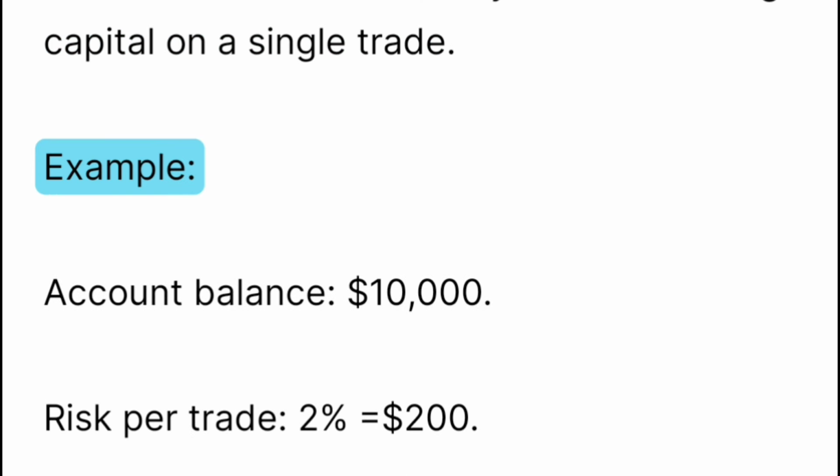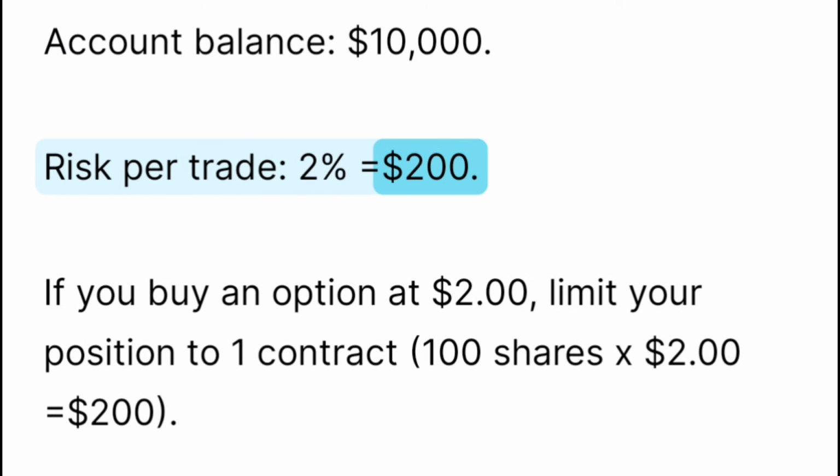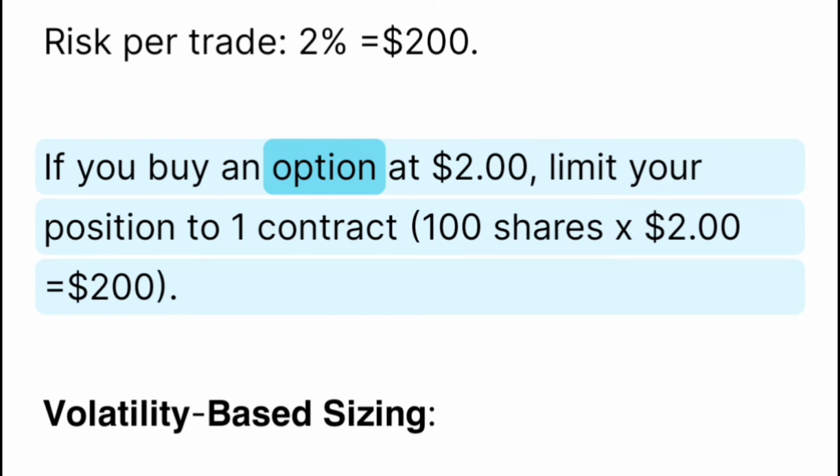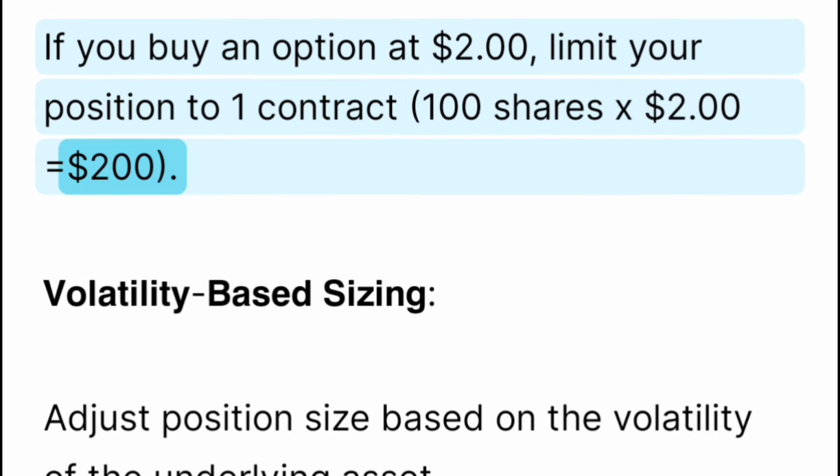Example: account balance, $10,000. Risk per trade, 2%, $200. If you buy an option at $2, limit your position to one contract, 100 shares x $2, $200.